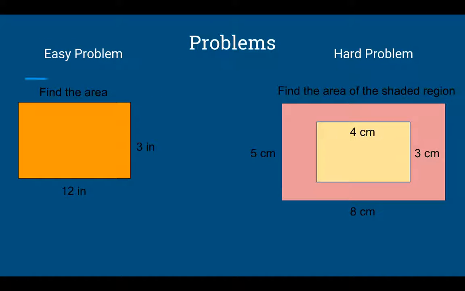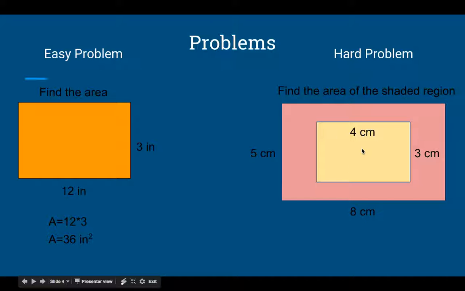So in easy problems, we're just going to find the area of this rectangle with the length of 12 inches and the width of 3 inches. So now we're just going to plug in those numbers into our formula. Area is going to equal 12 times 3, which then equals 36 inches squared. Okay, and don't forget your units.